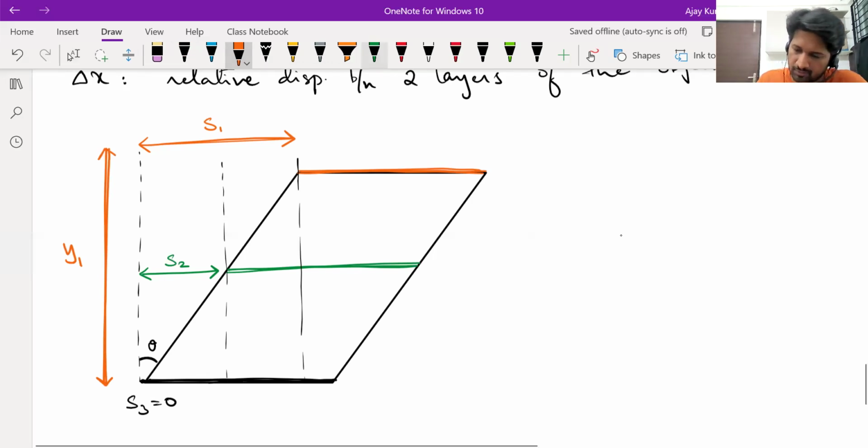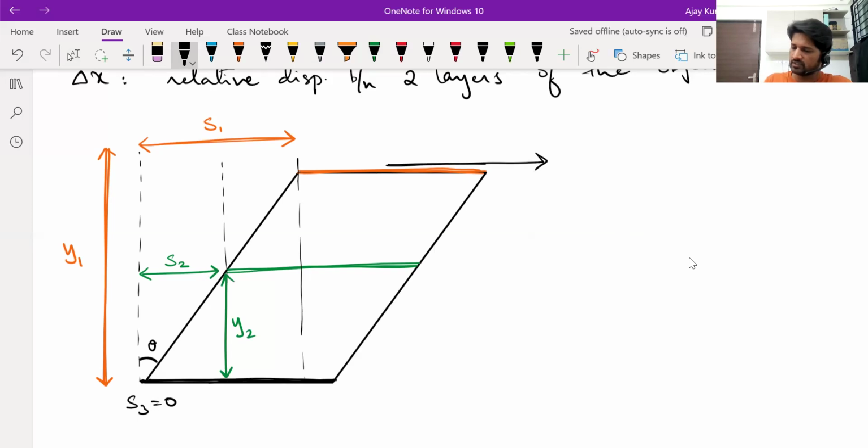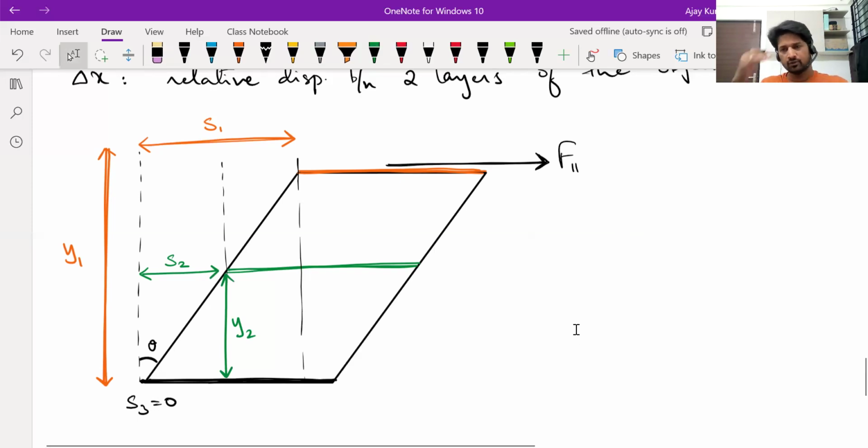The distance from the bottommost layer to this middle layer, let's call it y2. Fine. Okay. So when you apply a force tangential to an area of cross section, you see this kind of deformation happening. This is the force parallel to that surface. Force per unit area, that parallel force per unit area, will give you the tangential stress. Now, corresponding to every kind of stress, there is a kind of strain, a kind of deformation, right?